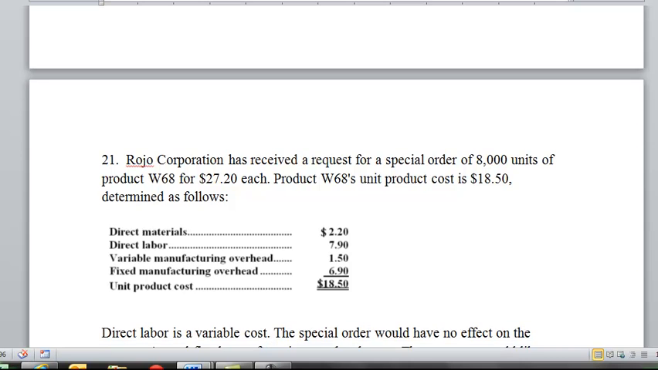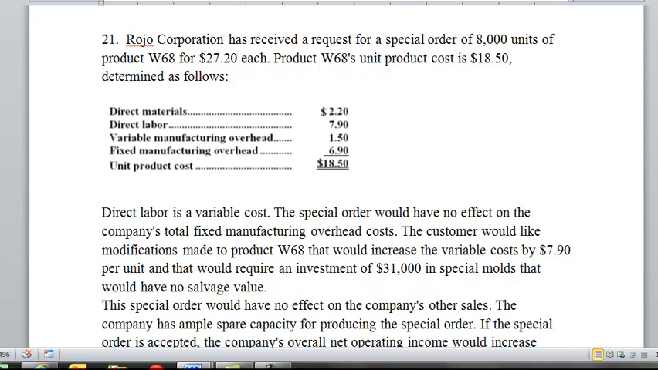Next question, number 21. Company has received a request for a special order of 8,000 units of product W68 for $27.20. Product W68's unit product cost is $18.50, determined as follows. So you can see we've got direct materials, direct labor, and both variable and fixed overhead for a total of $18.50. Direct labor is variable costs. The special order would have no effect on the company's total fixed manufacturing overhead costs, meaning we would not be able to avoid any fixed cost.